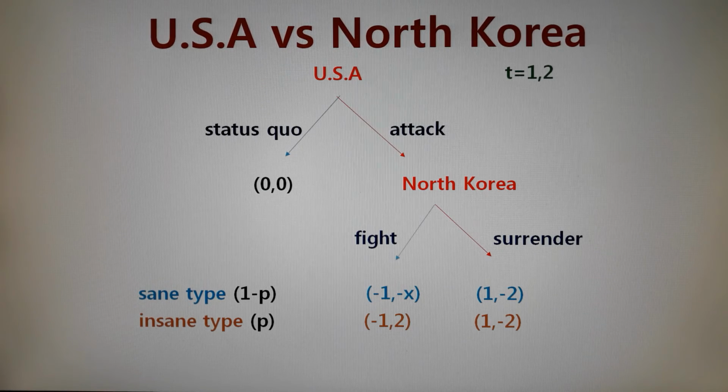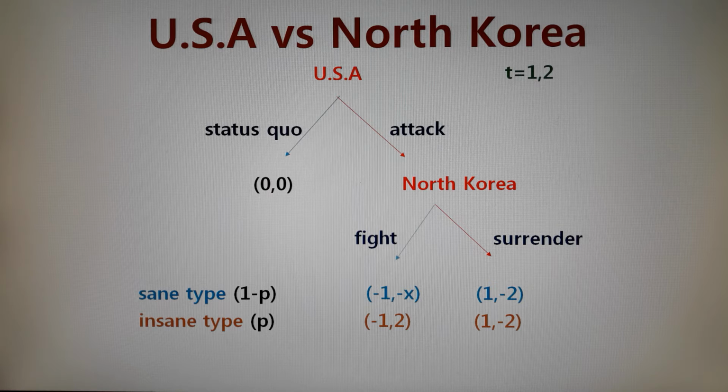Now we are going to move on to another equilibrium concept, other than Bayesian Nash equilibrium, namely perfect Bayesian equilibrium. Okay, let's explain it with one example.